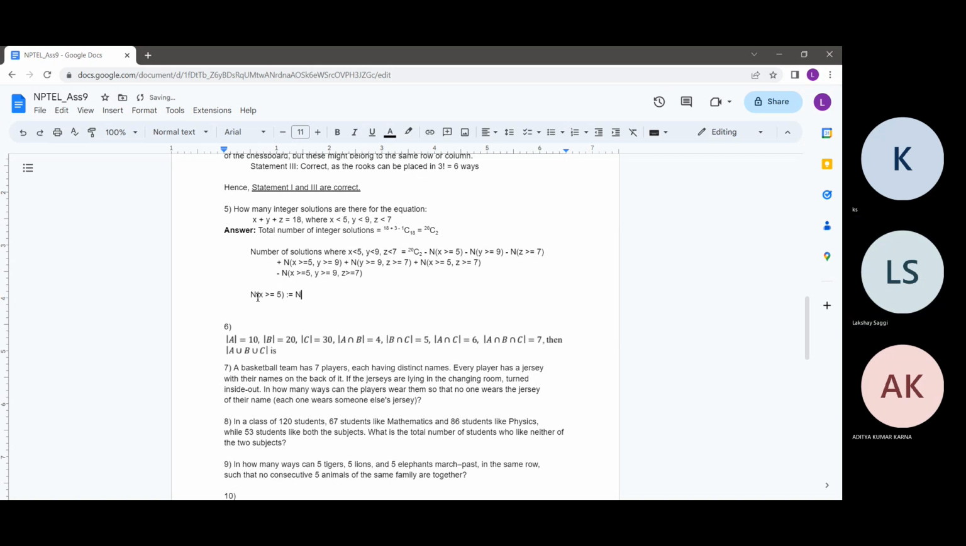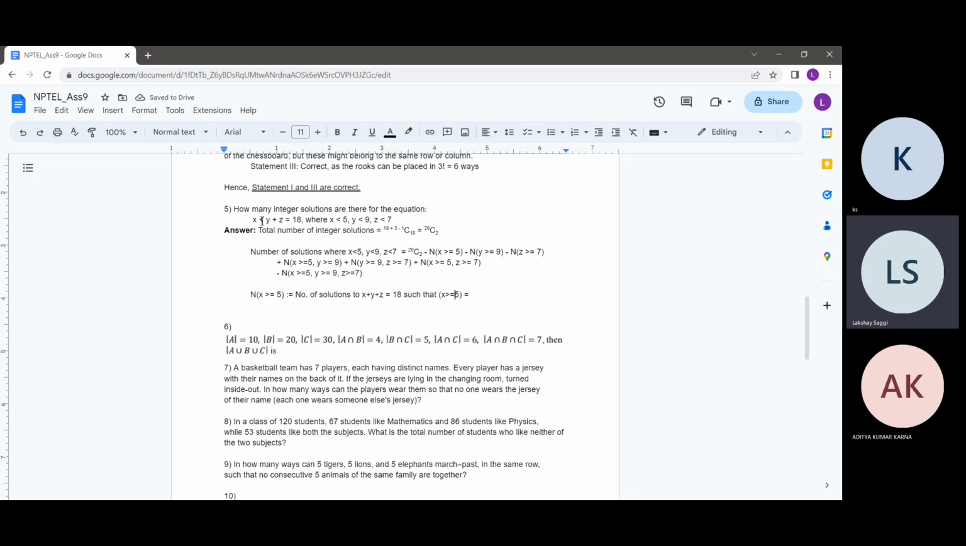Number of solutions to x plus y plus z equals 18 such that x is greater than or equal to 5. I think this has already been discussed. What will be the value for this? So how to calculate this?